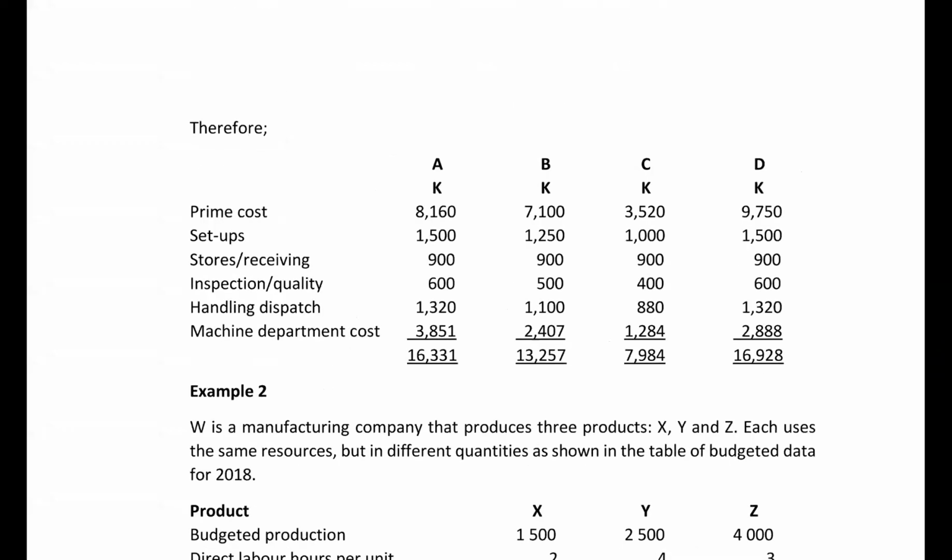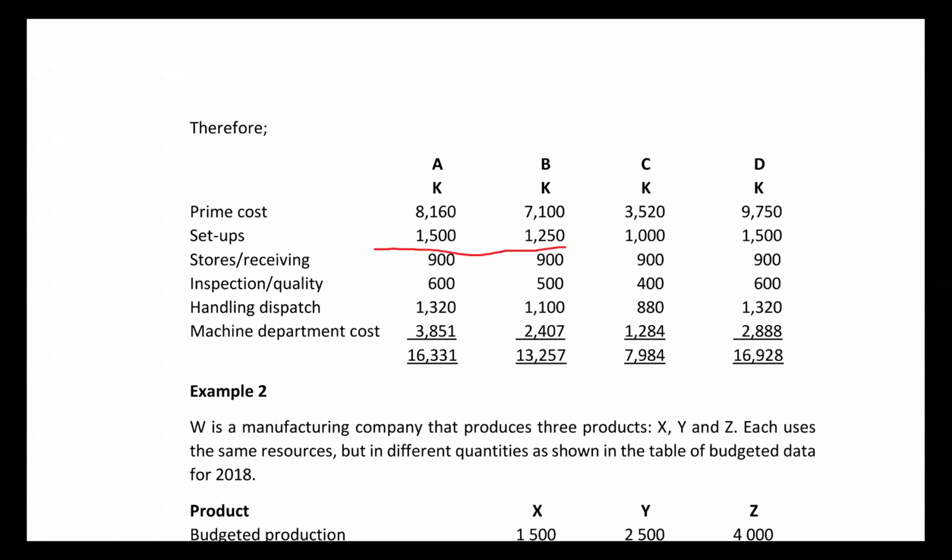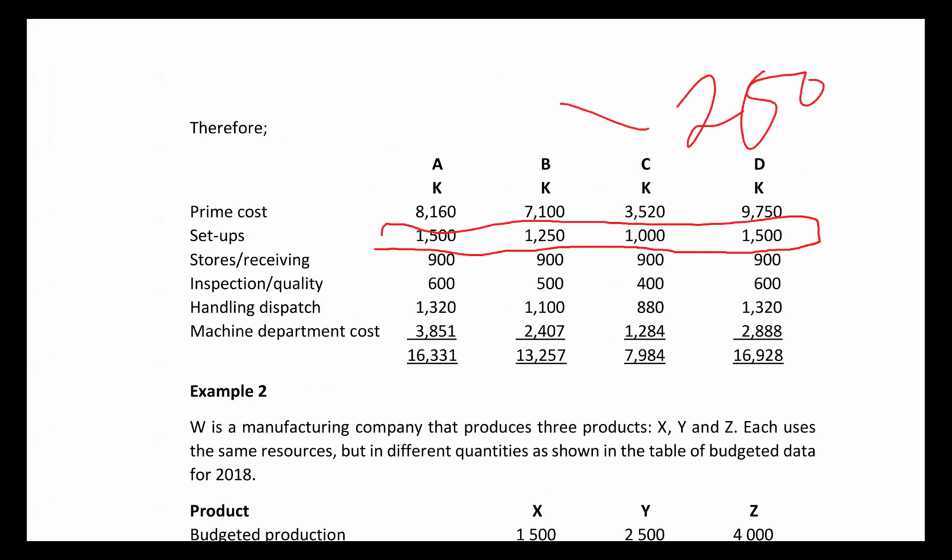This is how the setup cost was gotten. I have explained. It was the 250 per unit that was found times the number of production runs per product. And how did you find it? It was the number of units produced divided by the number of units needed to make one production run. So for product A, for example, 120 units divided by 20. So basically, that is what is there.